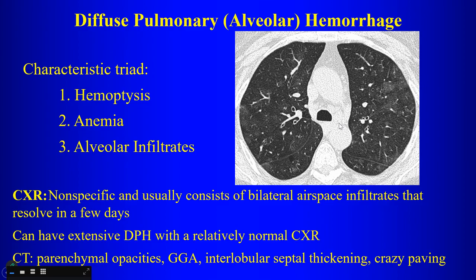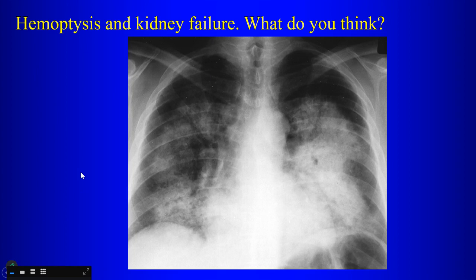So you can imagine how the chest radiograph here would probably look normal in this patient. And it's only on the CT where you see these opacities. So given the history of hemoptysis, if the patient has anemia, you might be the first one to suggest that this is a case of pulmonary hemorrhage.